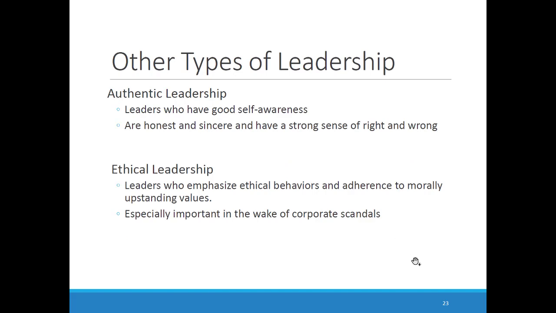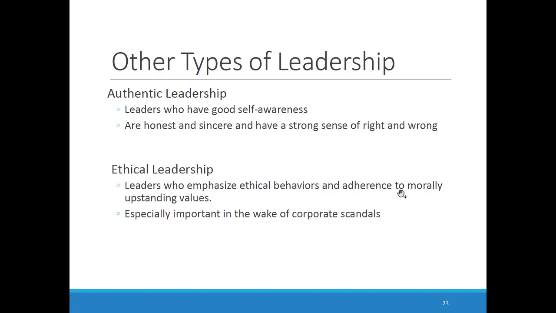There are other types of leadership as well. So the first is authentic leadership. This is referring to leaders who have good self-awareness, and they are definitely honest and sincere, have a strong sense of what's right and wrong, and they act accordingly. So they portray an authenticity. They show the world who they are, and they own that, and through that authenticity, they are able to inspire their followers that way.